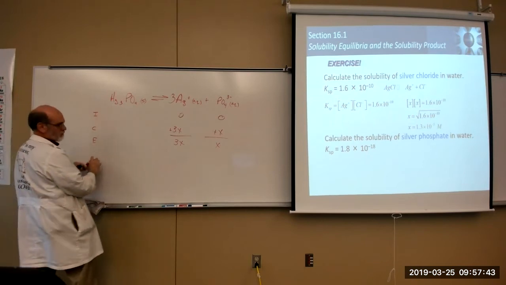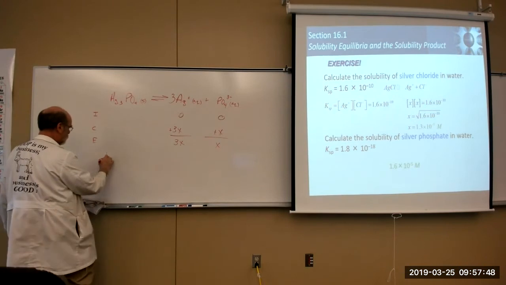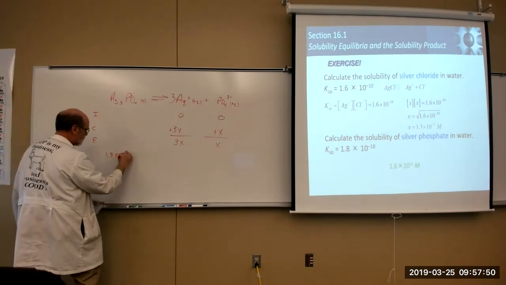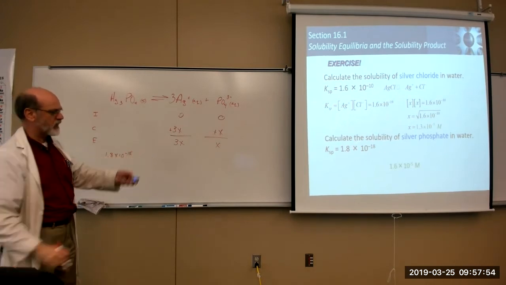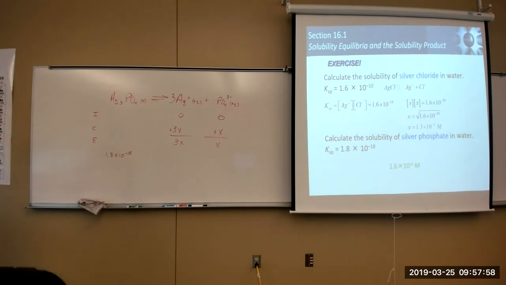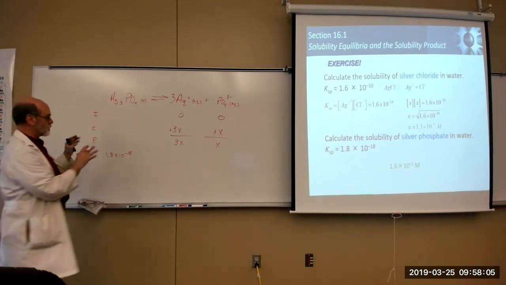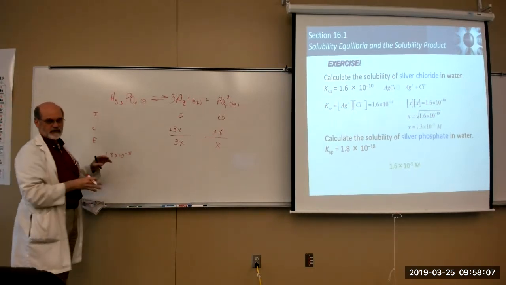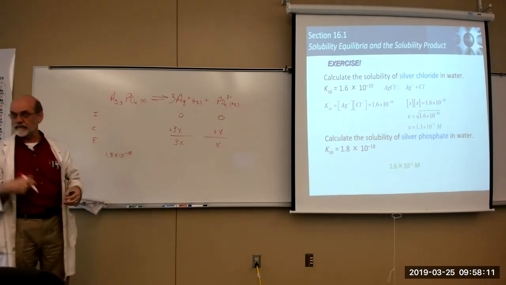So our value is 1.8 times 10 to the minus 18. They either give you that, or if they give you the solubility, you can calculate the K value. You can go backwards and forwards. Here we're going from the K to solubility. We're going to take solubility and go back in the other direction in a minute.